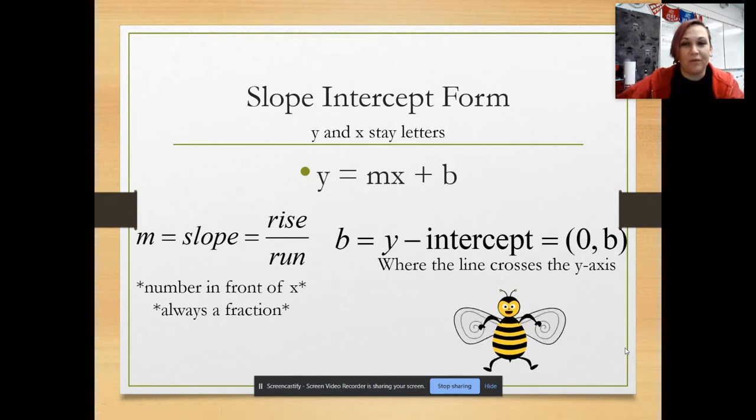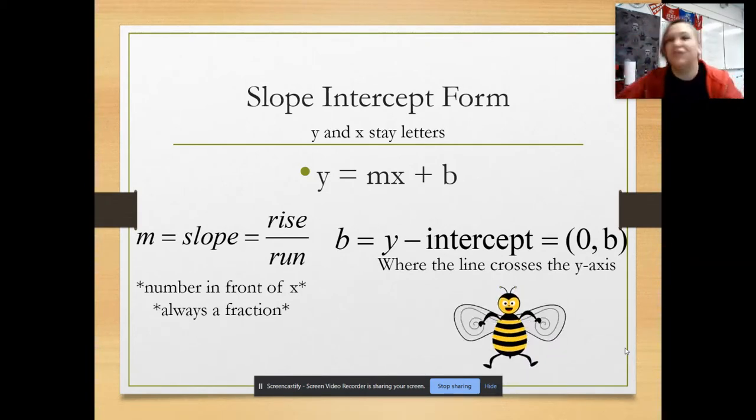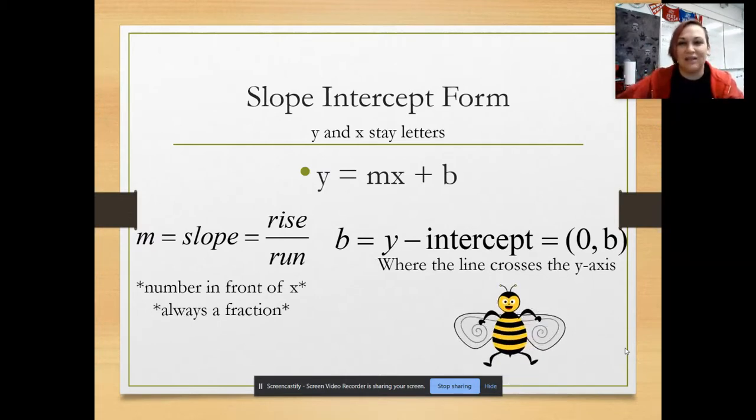To help you remember that the y-axis is the vertical axis, I have a B, for the letter B, jumping up and down. This is just a nice little visual to help you remember that the letter B tells us how far up or down to go.